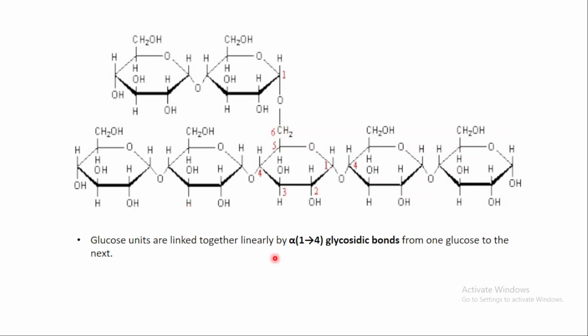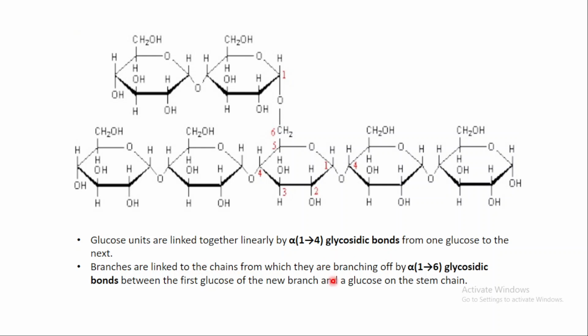So glucose units are linked together linearly by alpha 1,4 glycosidic bonds. Branches are linked to the chains from which they are branching off by alpha 1,6 glycosidic bonds. Between the first glucose of the new branch, so this is the new branch, and if this is the stem chain, that's what this statement means. The first glucose of the new branch and the glucose on the stem chain are connected by an alpha 1,6 glycosidic bond, while in the same polymer, glucose molecules are linked by alpha 1,4 glycosidic bonds.